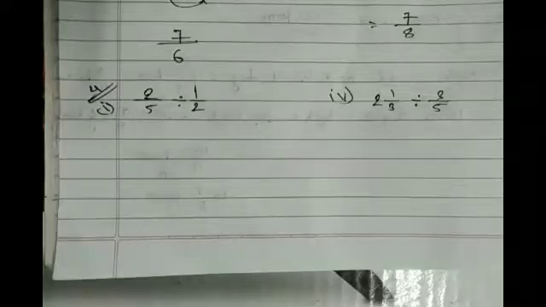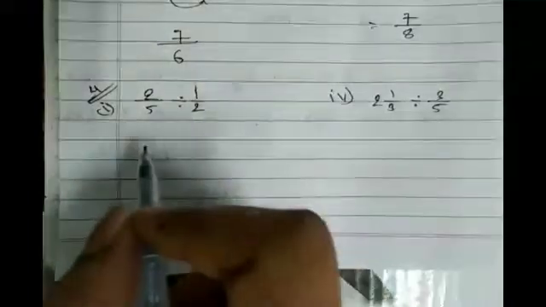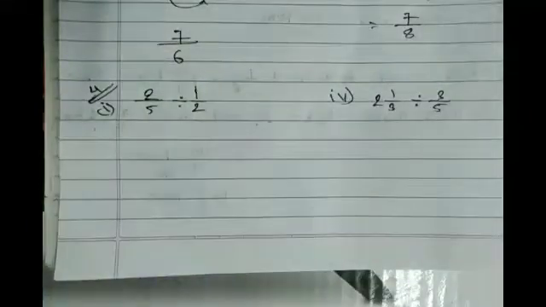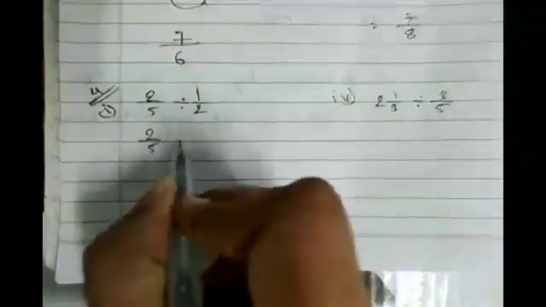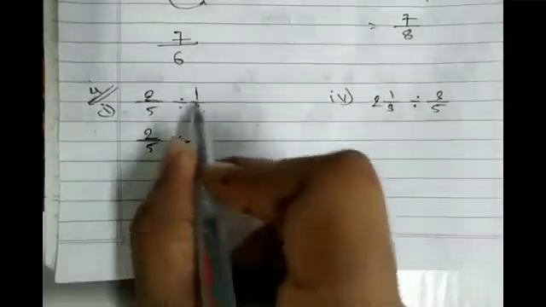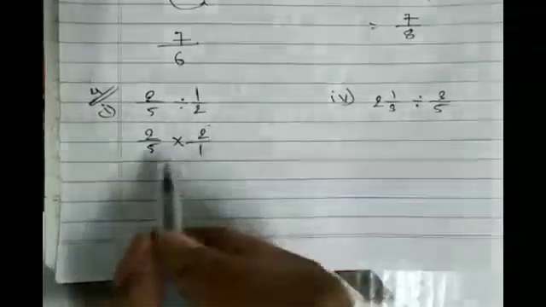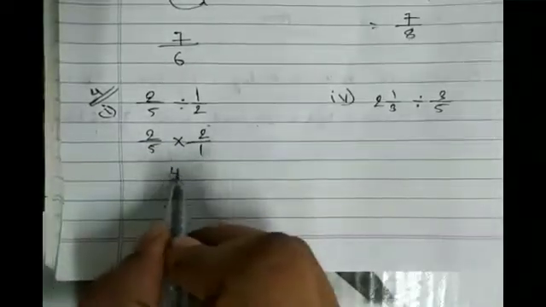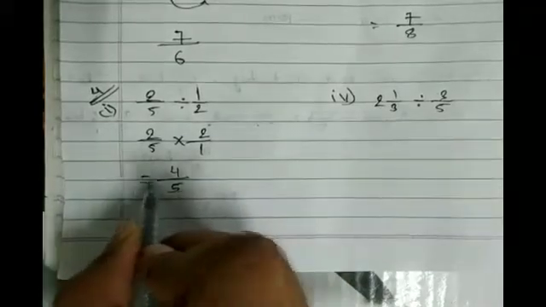Let's see our last question of the exercise. Question number 4. Divide 2 upon 5 with 1 upon 2. The same method we used in the previous question we use here. We write 2 upon 5 as it is. Sign of multiply and reciprocal of 1 upon 2 is 2 upon 1. Numerator multiply with the numerator. So we get 2 2s are 4, 5 ones are 5. Our answer is 4 upon 5.